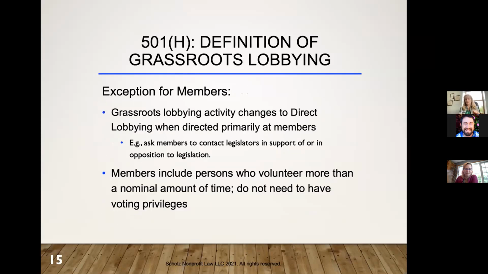Again, this is unique to a subset of nonprofits or 501c3s, but there is an exception for members. Won't get into the details, but just know that there are certain things that may qualify as grassroots lobbying, that when you are directing it at your members, it becomes direct lobbying. So that's just an advantage for certain communications.